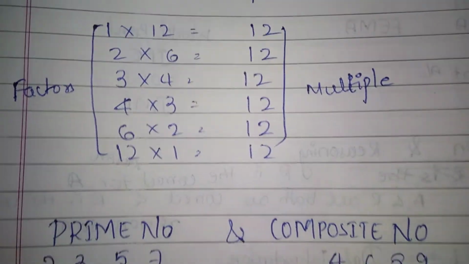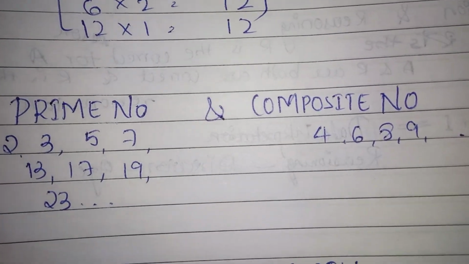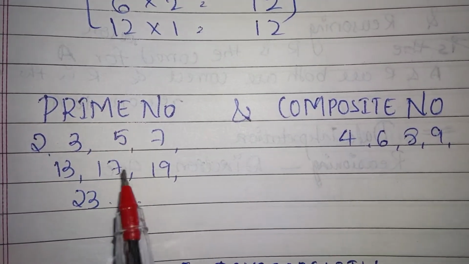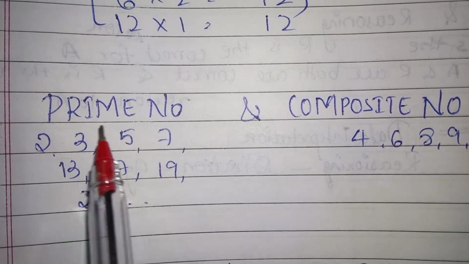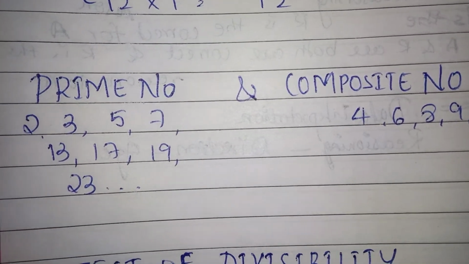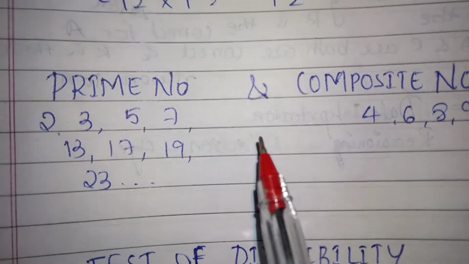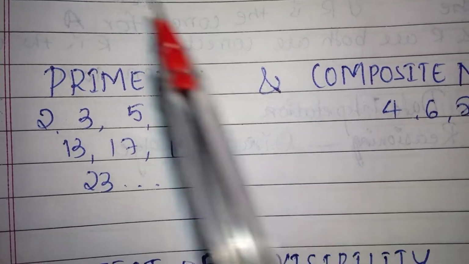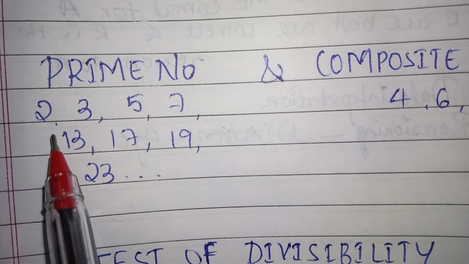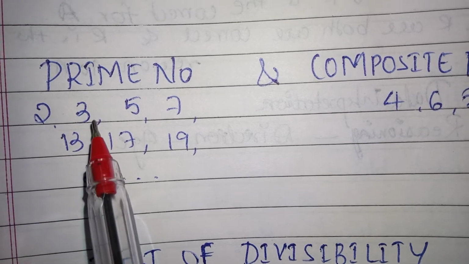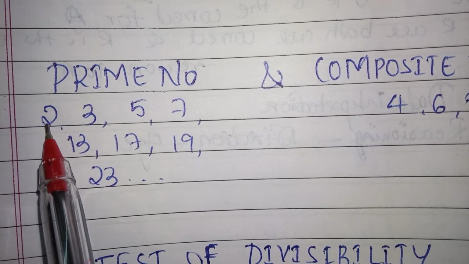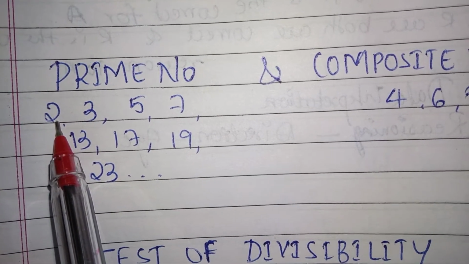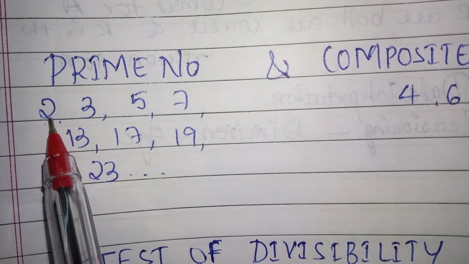Let's move to the next topic, that is prime numbers and composite numbers. You may know what a prime number and a composite number are, but let's go deeper into this topic. What are prime numbers? Prime numbers are the numbers which cannot be multiplied by other tables. They can be multiplied only by using their own table. For example, 2. Can you get 2 as an answer in any other table, leaving 2? No. Only 2 ones are 2.